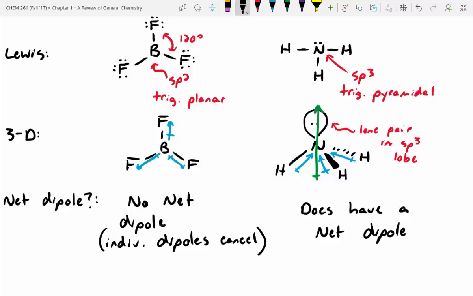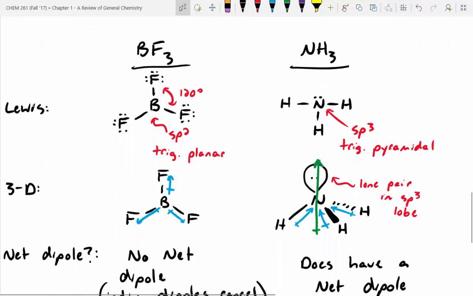That's why it's so important to know VSEPR theory. You have to know the shape of the molecule in order to determine whether or not they're canceling or if they're additive in some way, shape, or form. When you first look at these, you're like, well, they're really similar. They each have three atoms attached to a central atom, but they are radically different from one another due to their VSEPR shape. Does that make sense?